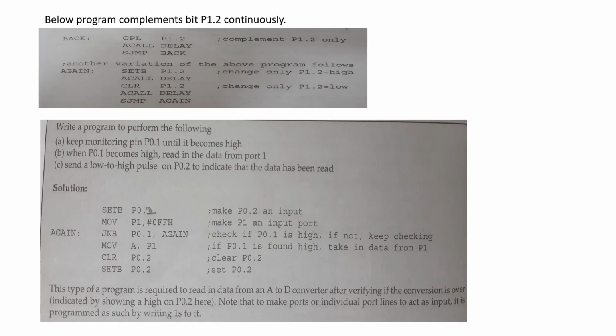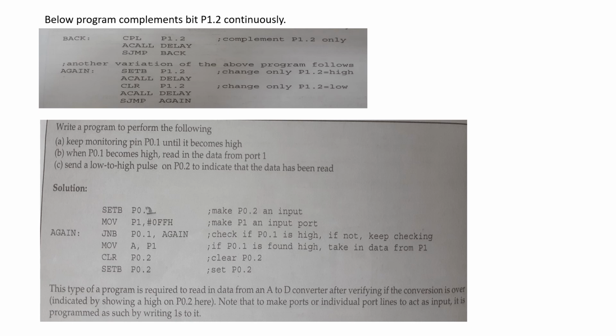Now we will see some programs for bit manipulation. In the first program, we are complementing P1.2 continuously. The first line is CPL P1.2, complementing the value of P1.2, pin number 2 of port 1. ACALL delay, calling some delay, SJMP back. Again we complement P1.2, ACALL delay, SJMP back. So we are complementing P1.2 continuously.